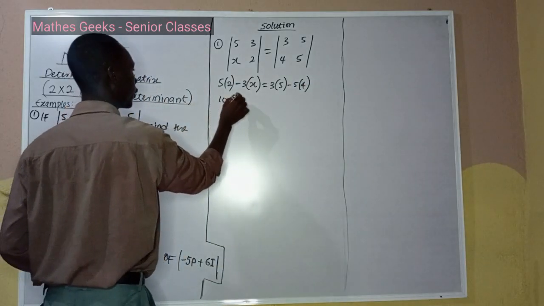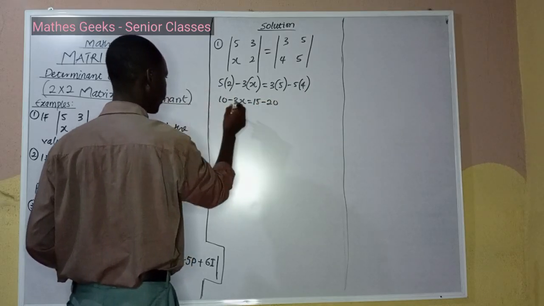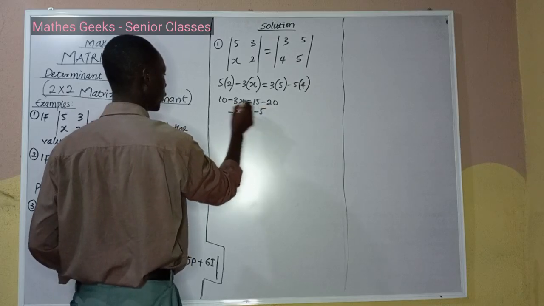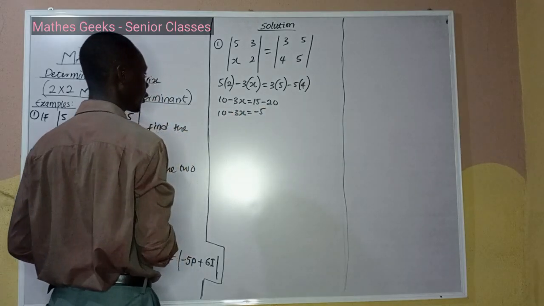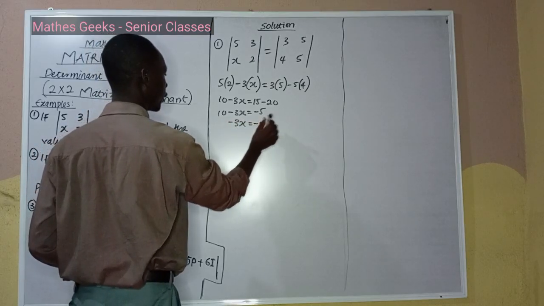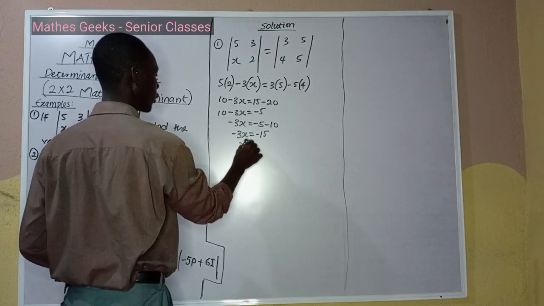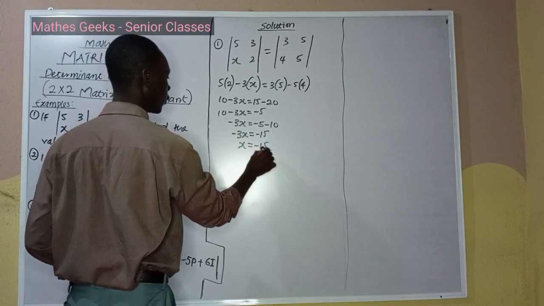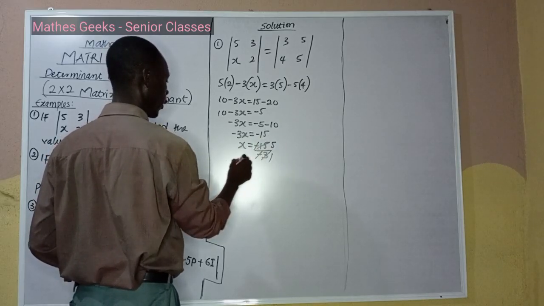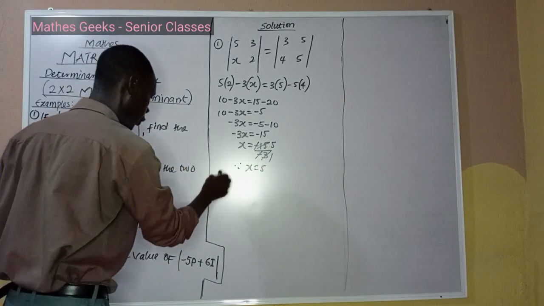5 times 2 is 10 minus 3x, 15 minus 20 is minus 5. So 10 minus 3x equals minus 5. Minus 3x equals minus 5 minus 10, minus 3x equals minus 15. Cancel out the minus, 3 into 15 is 5, therefore x equals 5.